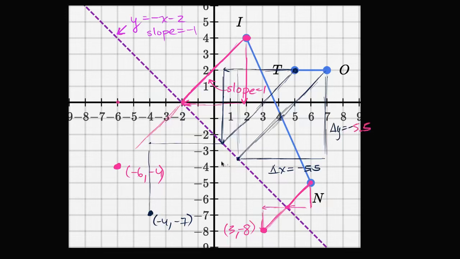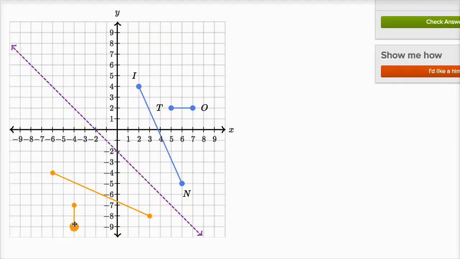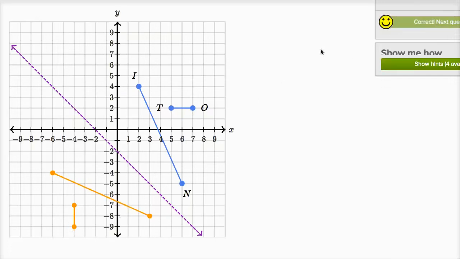And so we need to stay on this line. So we want to change by those same amounts onto the other side of that line. So if we decrease our x by 5.5, so half, 1, 2, 3, 4, 5, we get there. And y by 5.5, half, 1, 2, 3, 4, 5. We get to the point x equals -4, y is equal to -9, and we're done. We have figured out the reflection of these two segments.